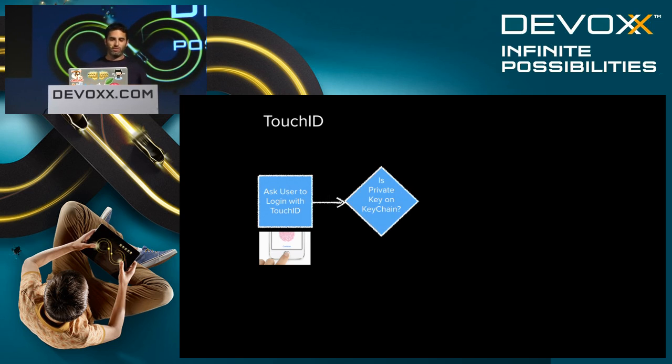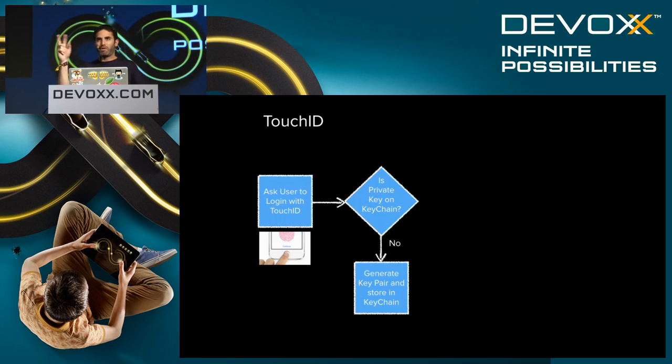So what we do is we ask for the finger. We read the keychain to see if there is already a private key in the keychain or not. And if there is no private key generated already, since the user never logged in for the first time in the phone, we generate a key pair using iOS APIs.